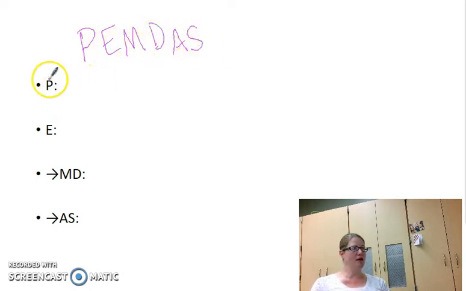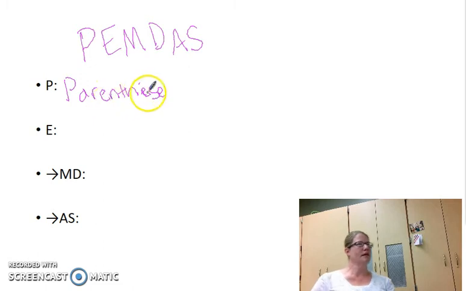So the P here mathematically stands for parentheses. Anytime I have any equation or any expression that I need to evaluate, I think I spelled parentheses wrong. Let's see if I did. Anytime I want to evaluate, I'm going to first look inside parentheses. I'm going to say what is inside that grouping symbol.